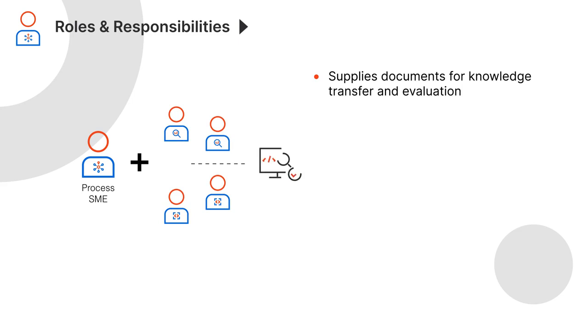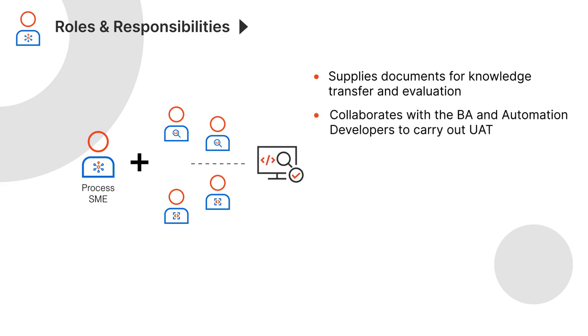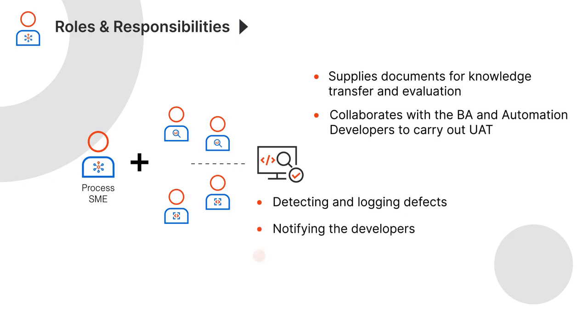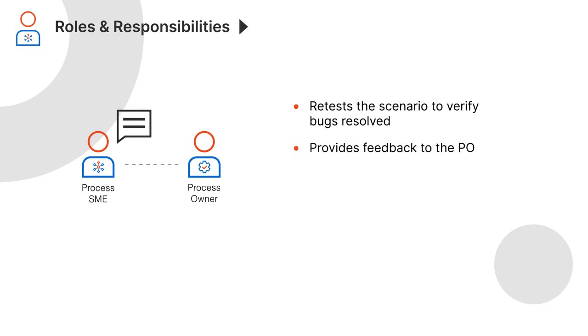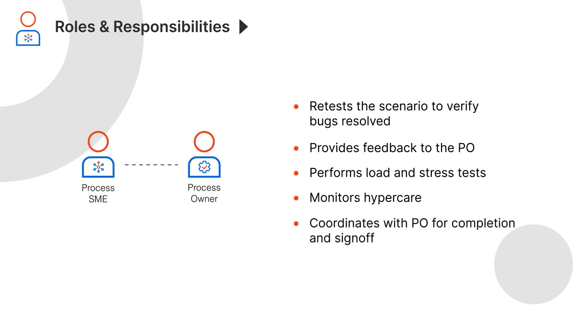Also, process SMEs should collaborate with the business analyst and automation developers to provide the test data and carry out UAT, including detecting and logging defects, notifying the developers, and providing additional details for them to identify the cause and fix defects. The process SME then retests the scenario to verify that the bugs have been resolved. Upon completion of the UAT, the process SME provides feedback to the process owner to facilitate sign-off. Additionally, process SMEs perform load and stress tests, monitor hypercare, and coordinate with process owners so that hypercare can be completed and approved.